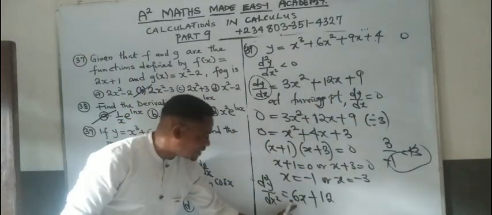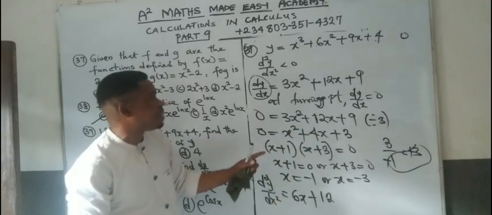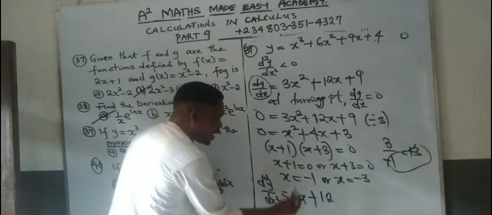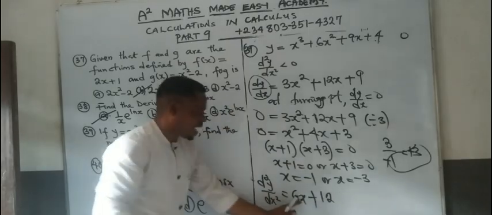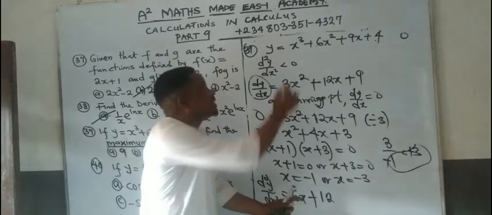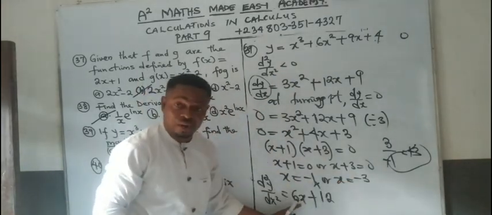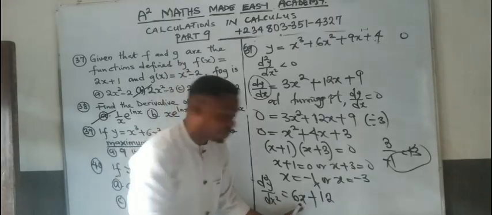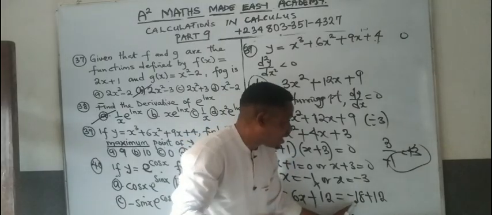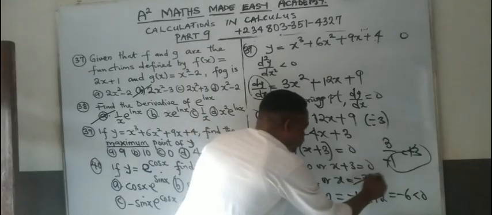Now let's verify. Among these two, which one minimizes it, and which one maximizes it? What is the meaning of maximization? It is when the second derivative is less than 0. Let's observe this. If I plug in x equals minus 1 here, I will get a number that is greater than 0, so this one does not give a maximum. But if I plug in minus 3 into x, it will give me 6 times minus 3, which is minus 18, then plus 12. Minus 18 plus 12 gives minus 6. Can you see it is less than 0? So we go with this one.